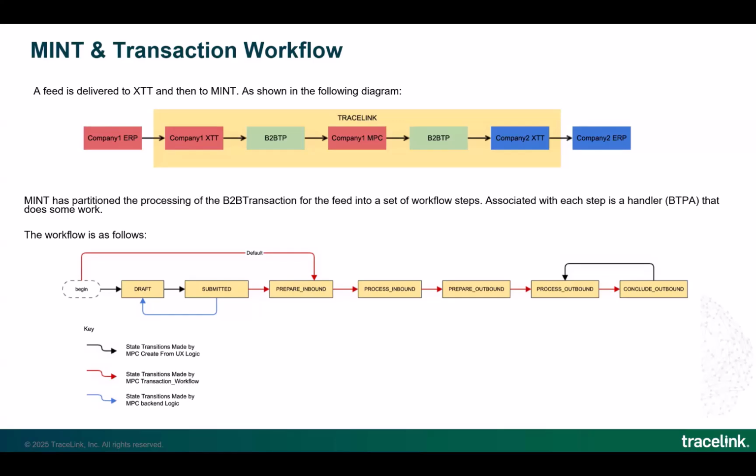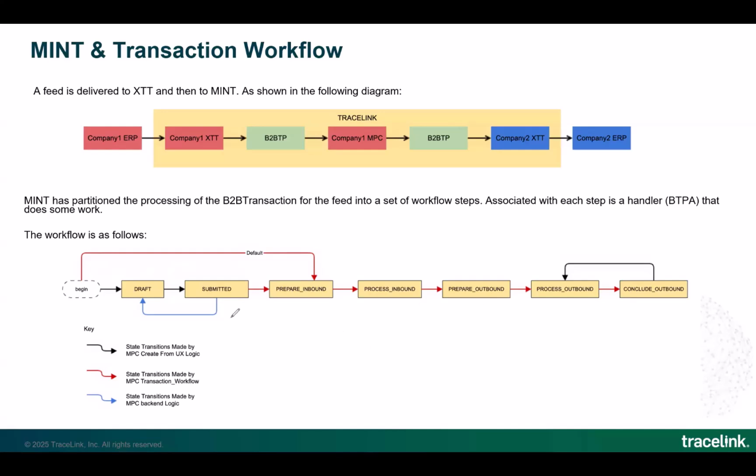The other arrow that you see on the top, the red one, is called default. This is applicable when a transaction is received from B2B. So when a transaction is received via B2B, the transaction skips the draft and submitted modes and directly lands in the prepare inbound stage. Okay. After the prepare inbound stage, all the stages are normal, so they are applied to all the transactions.